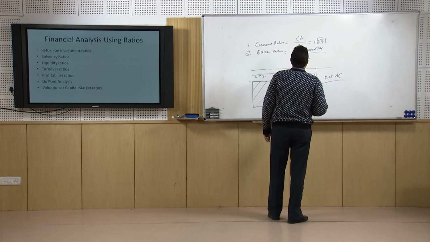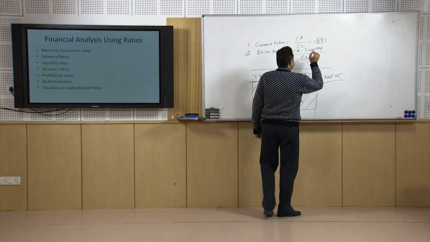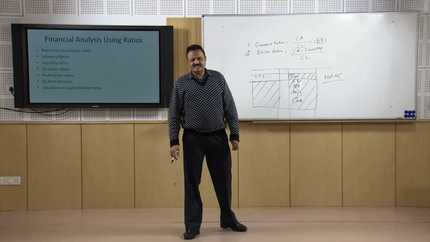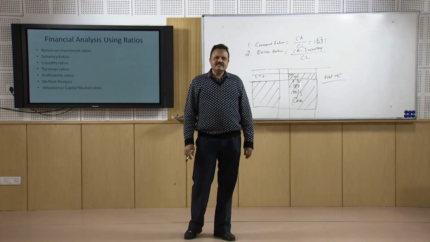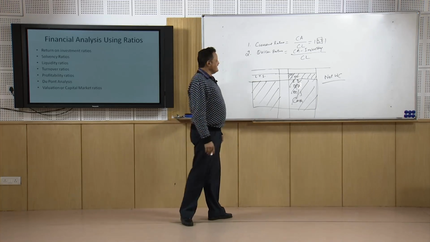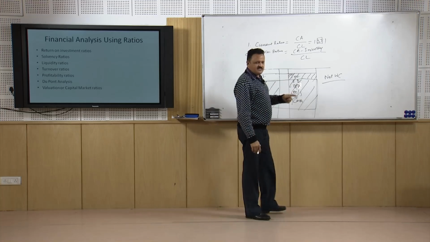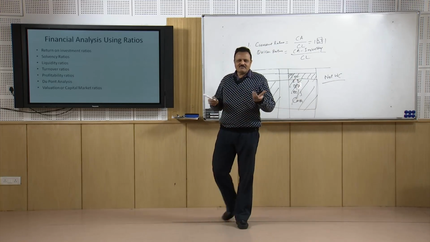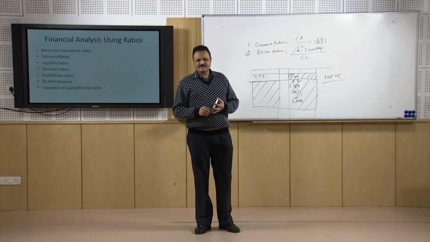what we do is, from the total current assets we subtract the inventory, because inventory, out of all the current assets, is considered the least liquid. Inventory you cannot sell in the market as and when you want, so it cannot be converted into cash as and when we want it.